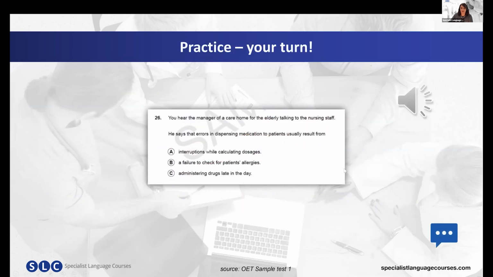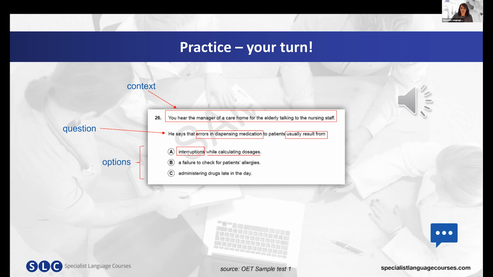Now it's your turn. So remember, look at the context. We're listening to a care home manager for the elderly talking to the nursing staff. So we can assume that this will be relating to nursing care. In the statement in 26, he says that errors in dispensing medication usually result from. So this is important here. Usually result from, we're looking for what causes, what are the usual causes in errors in dispensing medication. And then we look at the options.